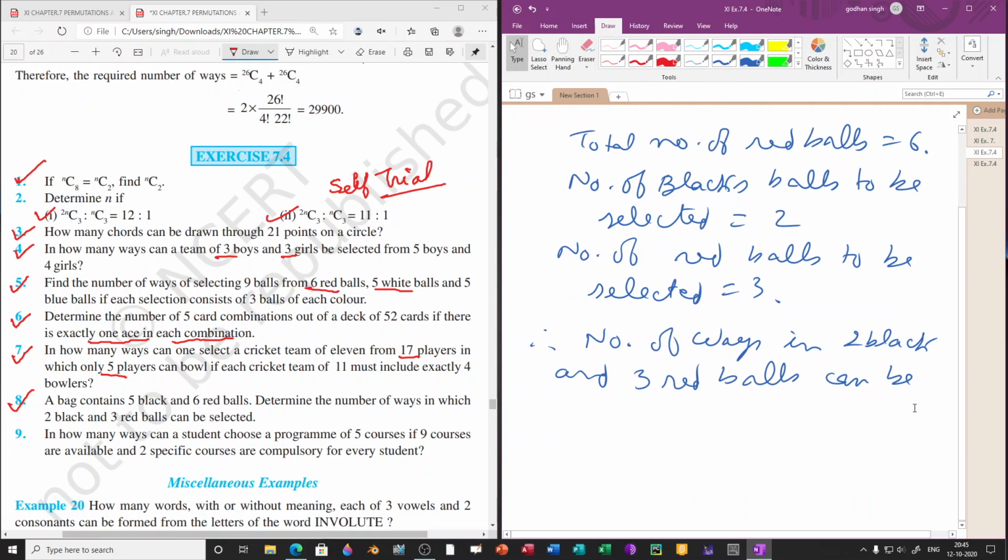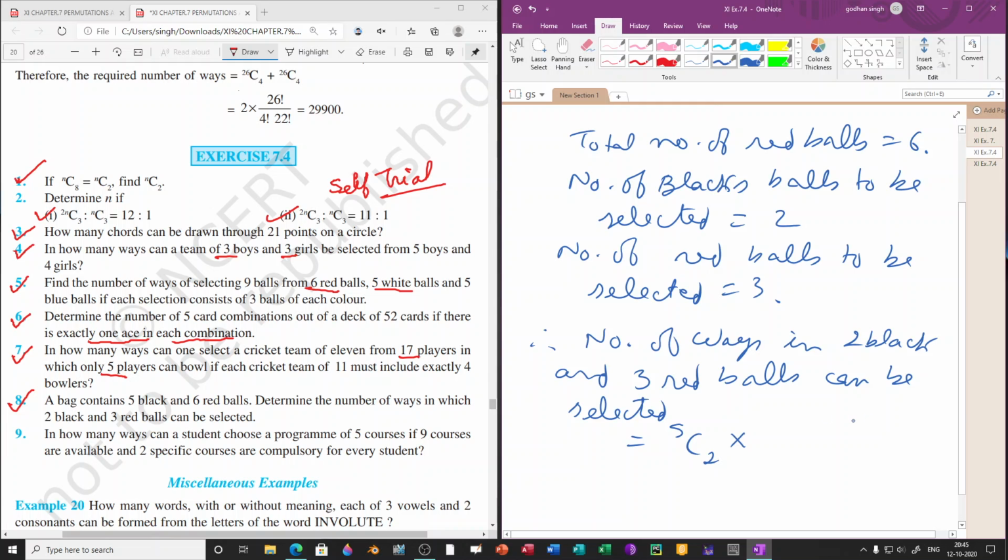So can be selected, that will be equal to, how many black balls we are having? 5. And out of that, how many you have to take? Total number of black balls are 5 and number of balls to be taken from that is 2. So 5C2 into, why? Because this is a continuous process. We have to select 2 black balls and 3 red balls.